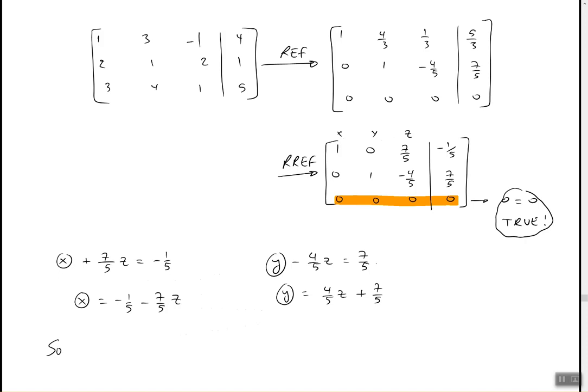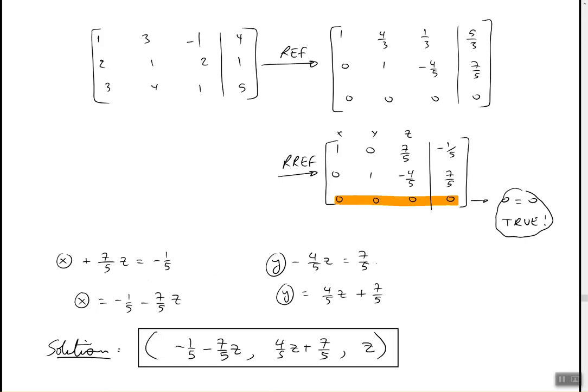So my solution this time is going to be an ordered triplet, except it's not three numbers, it's three quantities. The first one is negative 1/5 minus 7/5 of z, then 4/5 z plus 7/5 for the y, and then we don't know what z is, so we're going to leave it alone. So basically this says, give me the z and I'll give you the number. And obviously z could be anything at once, so there is more than one solution. This is the reason why we call this system a dependent system.